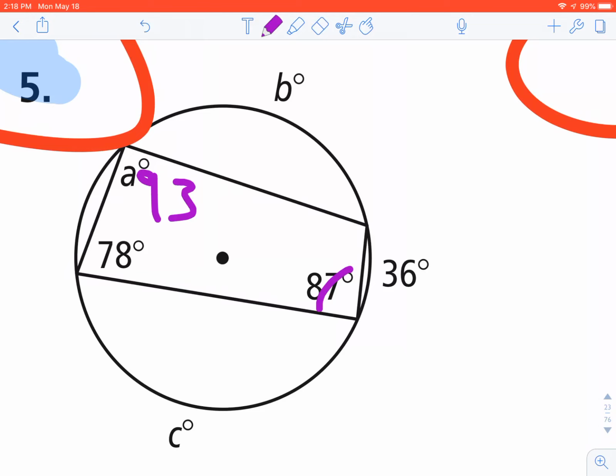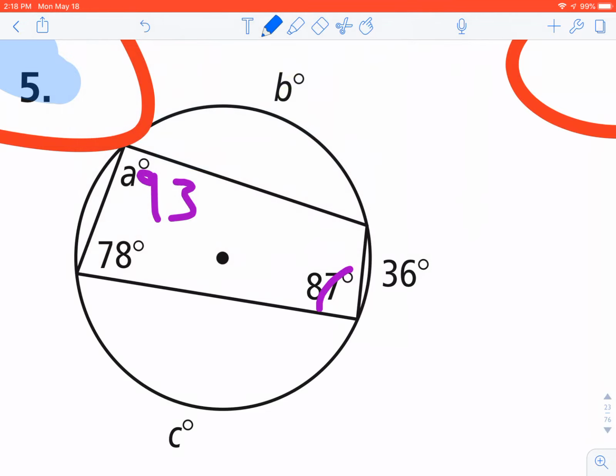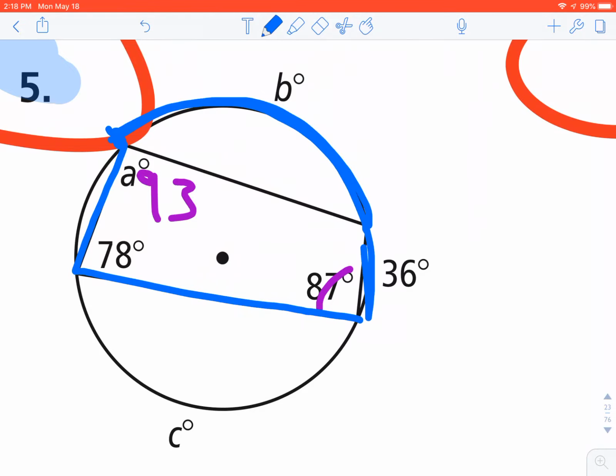Well, the first thing I'm going to do is try and figure out what's creating arc B. Arc B starts here at this vertex and wraps around to only here. Well, there is no angle that creates just arc B. However, the angle that creates 78 degrees creates this whole arc. So it's whatever B is plus 36.